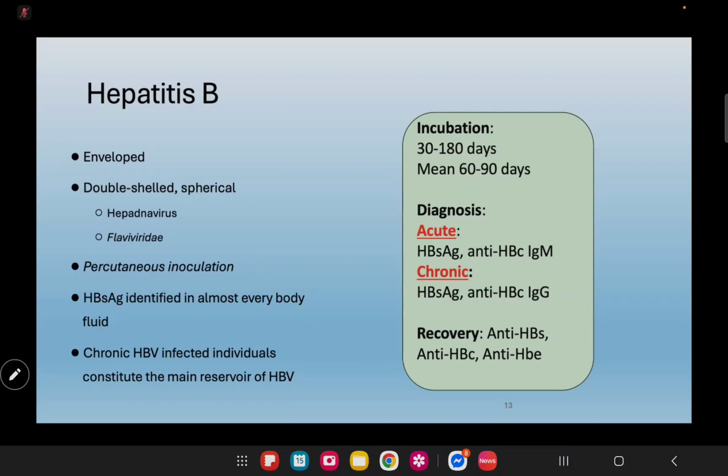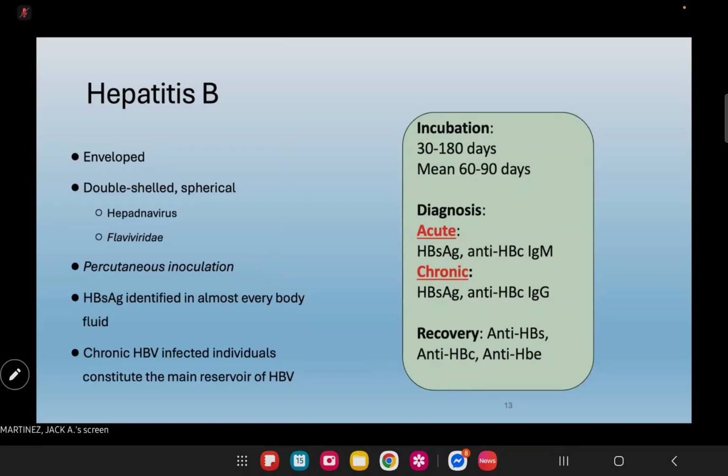So what are the common ways that hepatitis B is transmitted? It is through sexual contact, blood transfusion, needle sharing, and perinatal transmission. The incubation period of hepatitis B ranges from 30 to 180 days, with a mean of 60 to 90 days.